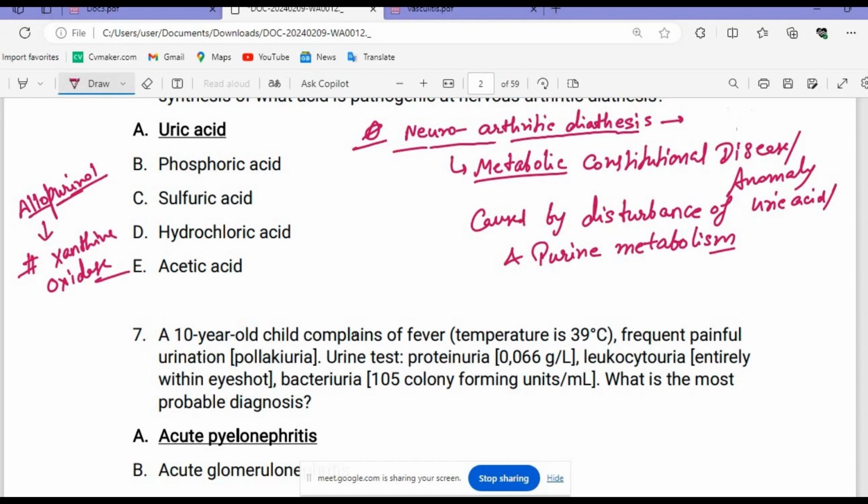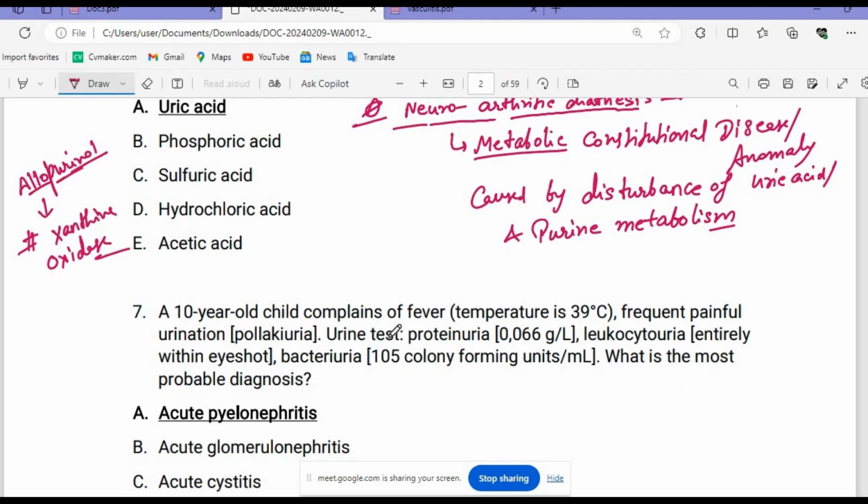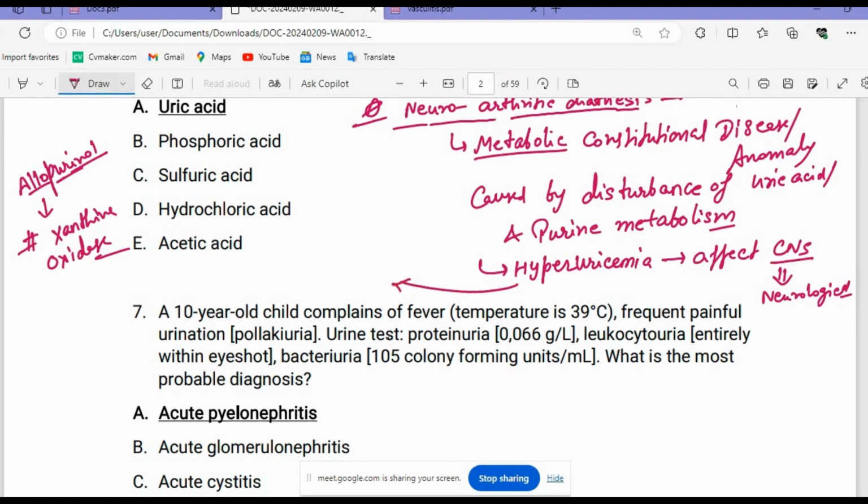It is caused by the disturbance of uric acid and purine metabolism. If there is any disturbance in uric acid or other metabolic disorders, these patients will have hyperuricemia, and this hyperuricemia will affect the central nervous system. When the central nervous system is affected, there will be neurological problems. This uric acid accumulation will also deposit in the knee joints and so on, and that will again cause arthritis problems.